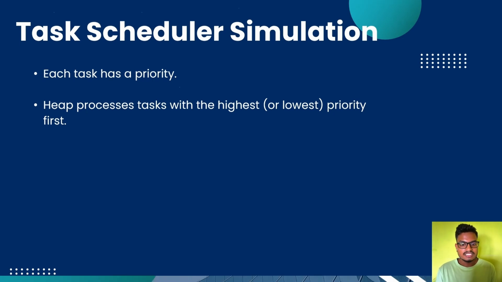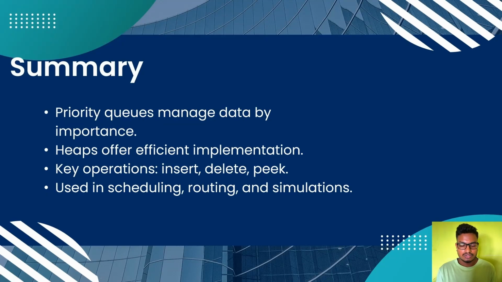Next, summary. Let's quickly recap what we have learned today. First, a priority queue manages elements by importance, not arrival time. Using a heap makes it efficient to insert, delete and peek. Max heap gives you the largest element first and min heap gives you the smallest. Applications include task scheduling, Dijkstra's algorithm, data compression and simulation. We saw how to insert, peek and delete elements in a priority queue using Python code.